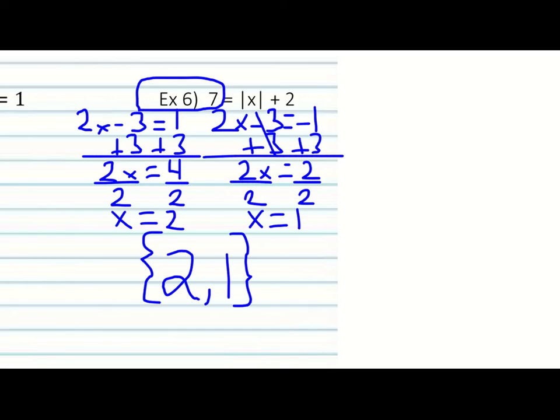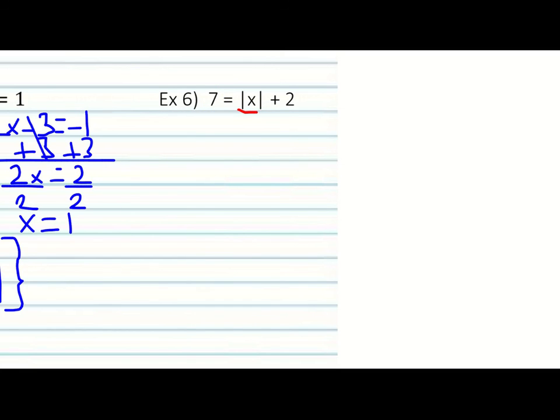Looking at example 6, we have 7 equals the absolute value of x plus 2. The first thing we want is for the absolute value to be all by itself. In this case, the absolute value is not all by itself. It has a 2 being added to it. So we're going to have to get rid of the plus 2 by subtracting 2 on both sides. So we're going to have 5 equals the absolute value of x.